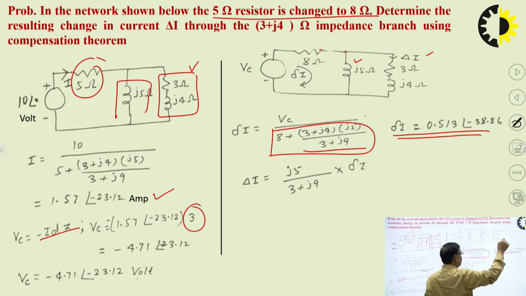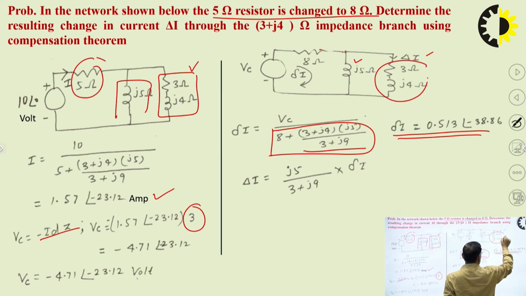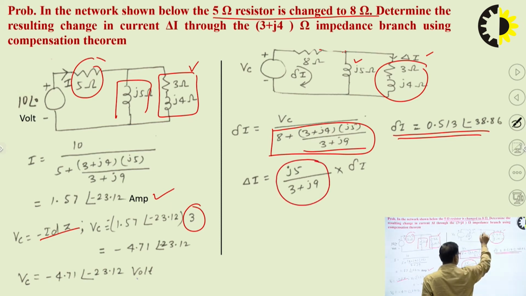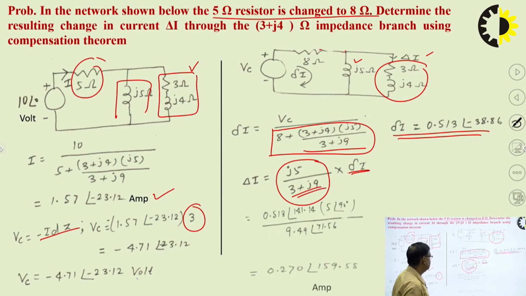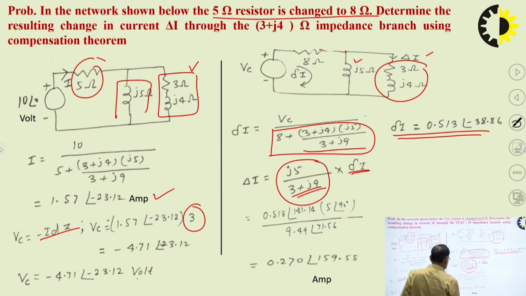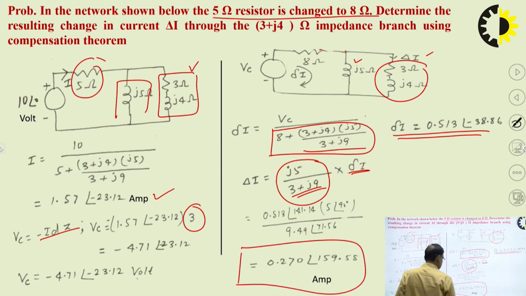If you want to find the current through this, this delta I is the total change in current, and this is the impedance. So to find the current through this, the impedance j5 divided by the total impedance 3 plus j5 plus j4, so j9, into delta I. So we can find this. So this is the change in current using the compensation theorem.